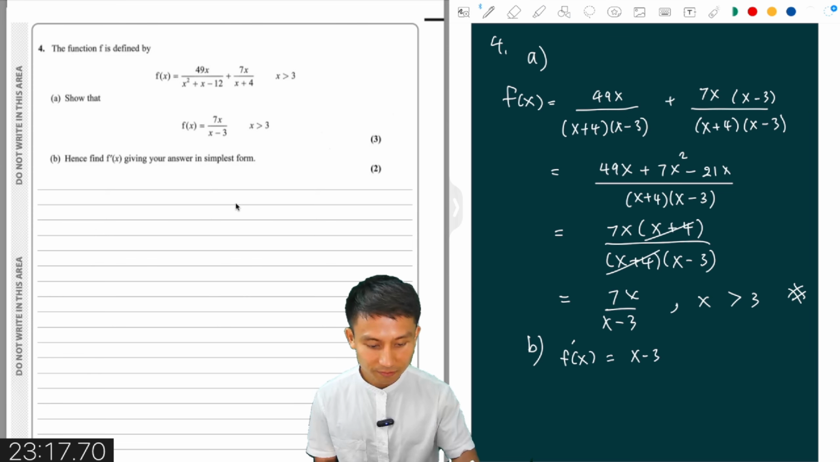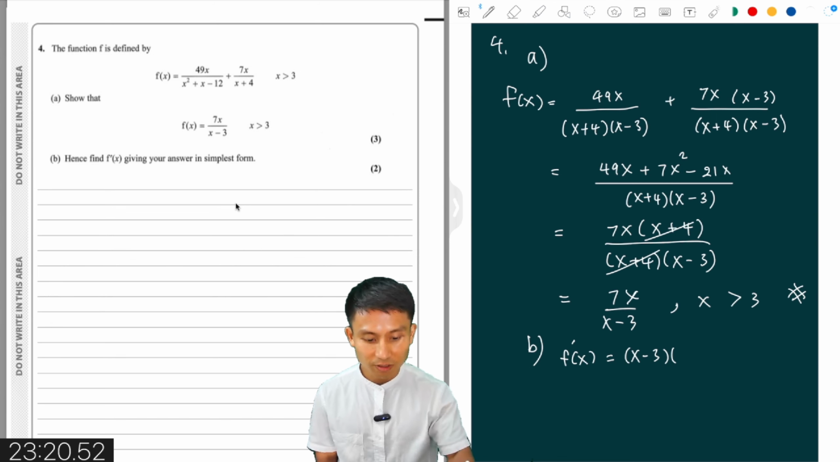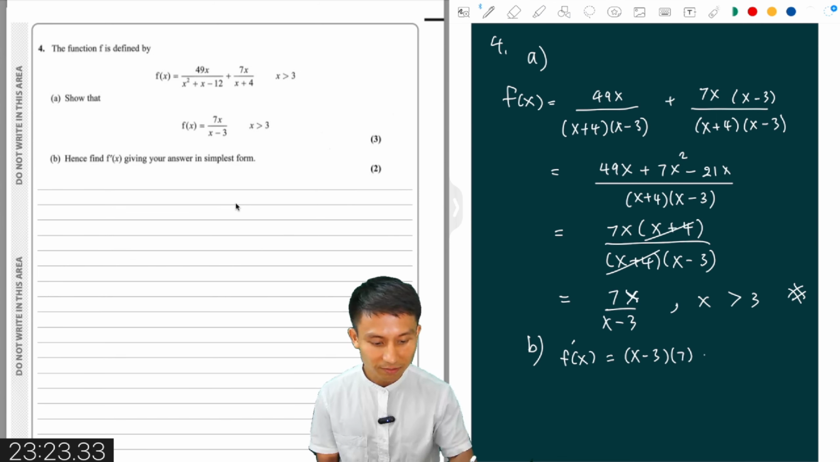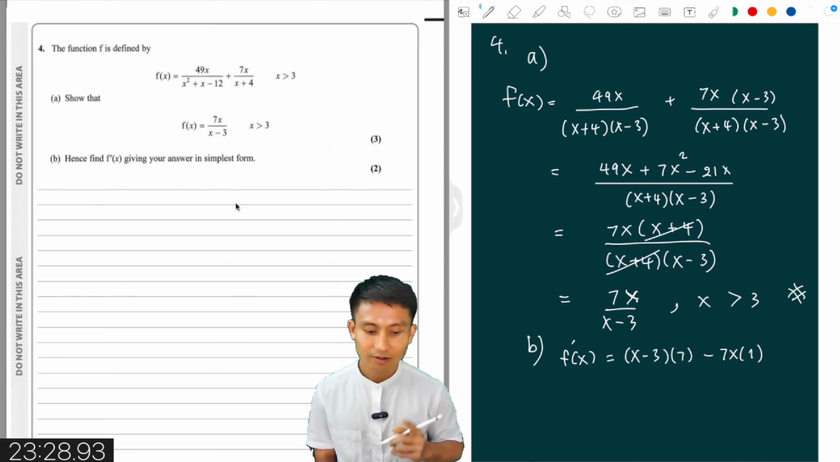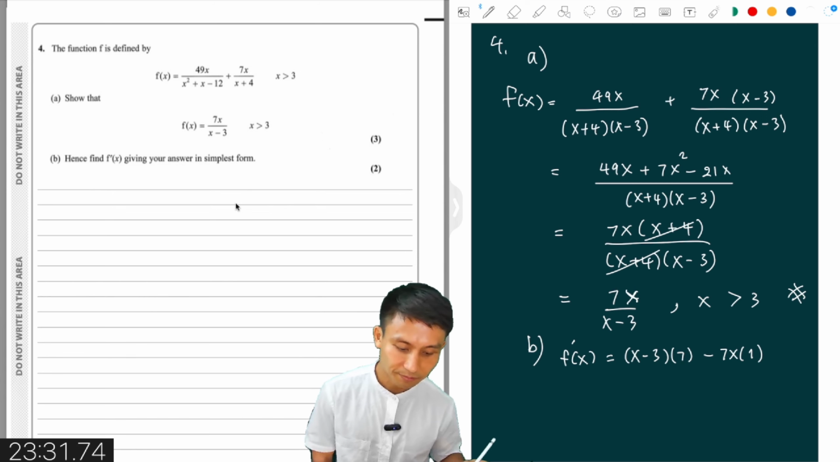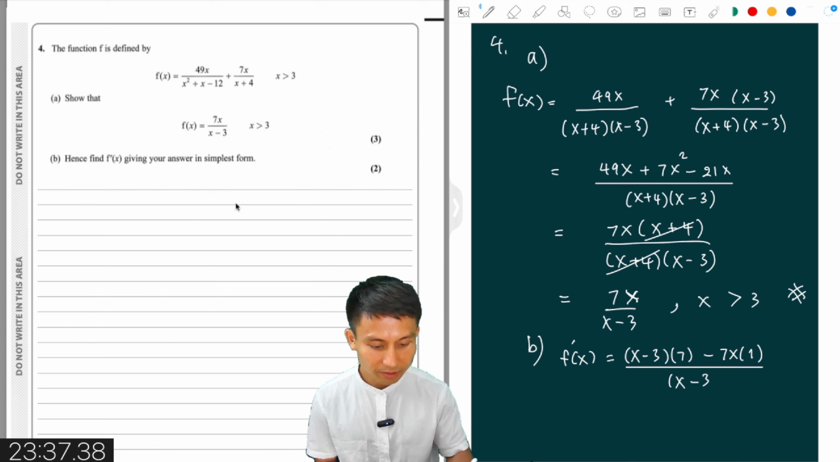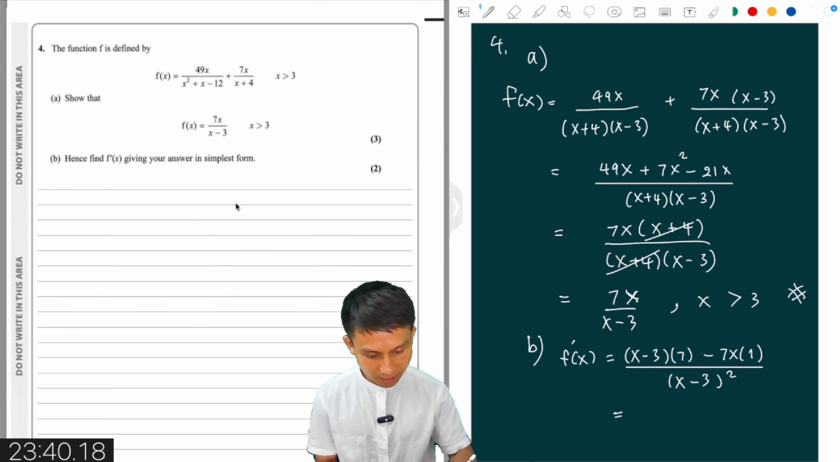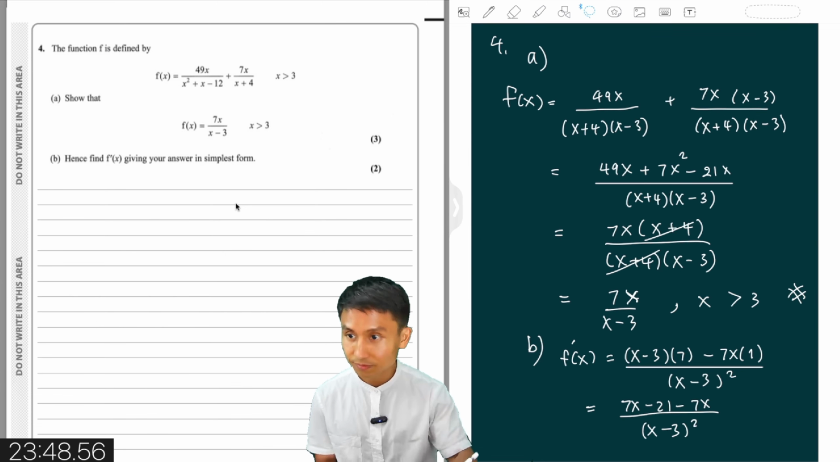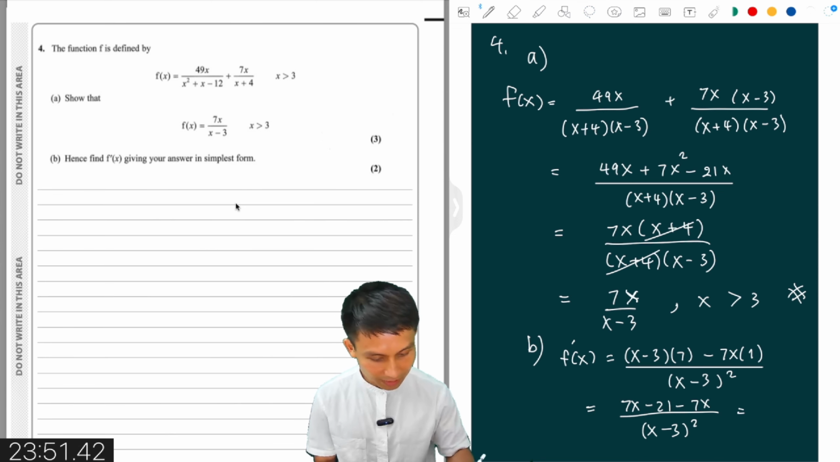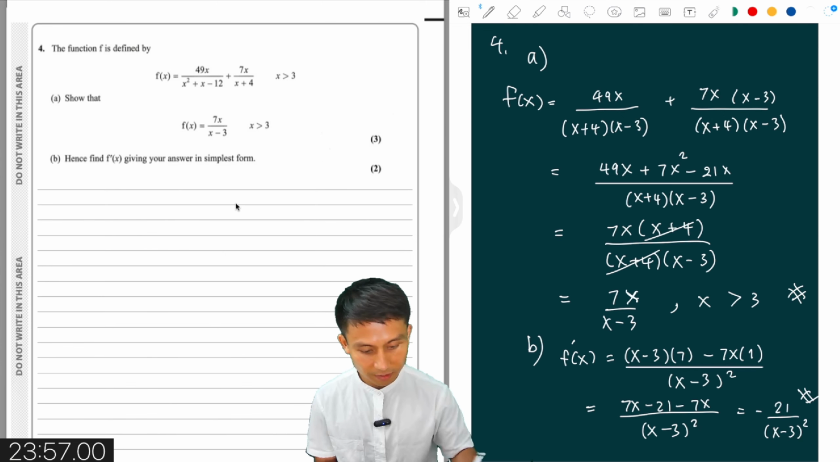So v du, so differentiate the top bit, we get 7, minus u dv, which is 1. So v du minus u dv, divided by the bottom bit squared. So that comes to be 7x minus 21 minus 7x divided by x minus 3 squared. And that finally turns to, the 7x cancel, so I get minus 21 over x minus 3 squared. Answer.